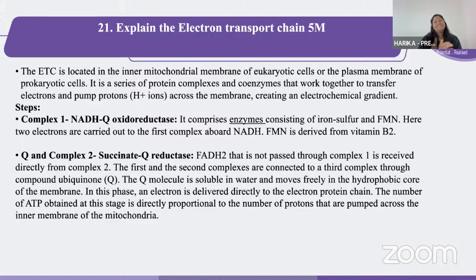The first and second complexes are connected to a third complex through the compound ubiquinone, that is Q. This ubiquinone is not soluble in water and moves freely in the hydrophobic core of the membrane. In this phase, the electron is delivered directly to the electron transport chain. The number of ATP obtained at this stage is directly proportional to the number of protons pumped across the inner membrane of the mitochondria.